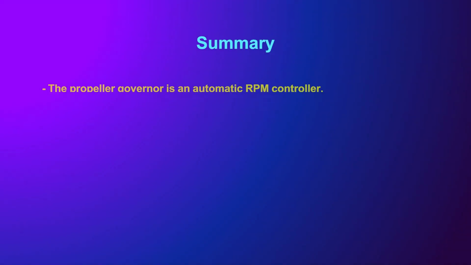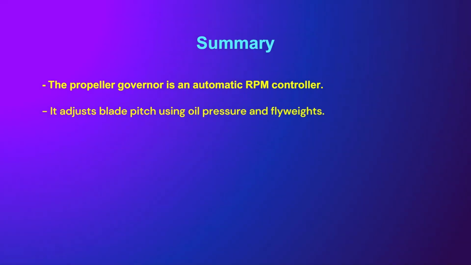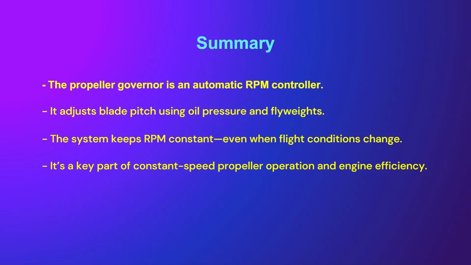To wrap up, the propeller governor is an automatic RPM controller. It adjusts blade pitch using oil pressure and flyweights. The system keeps RPM constant, even when flight conditions change. It's a key part of constant speed propeller operation and engine efficiency.